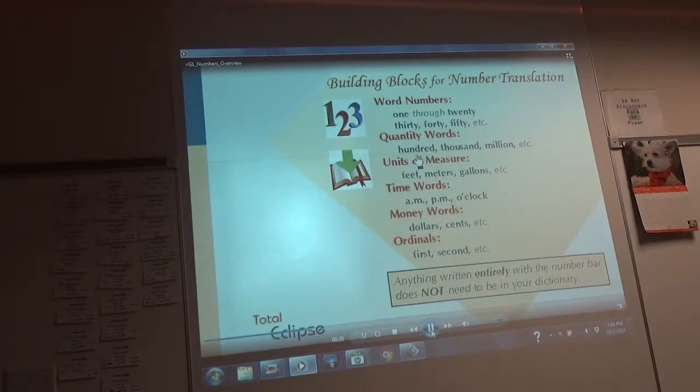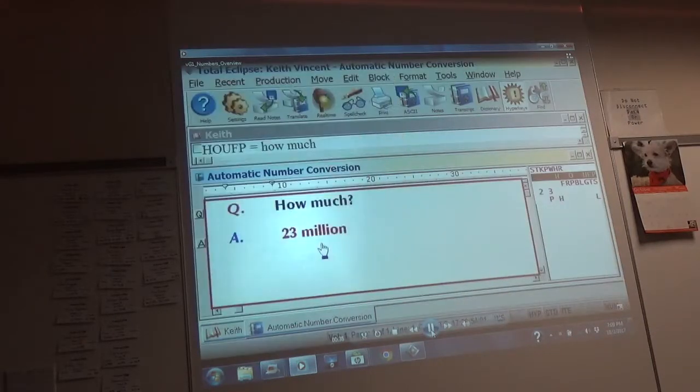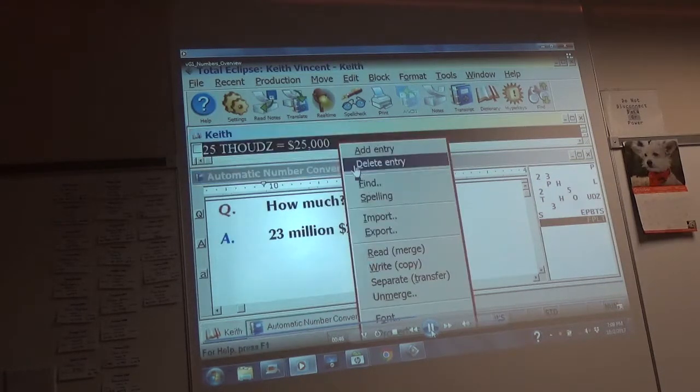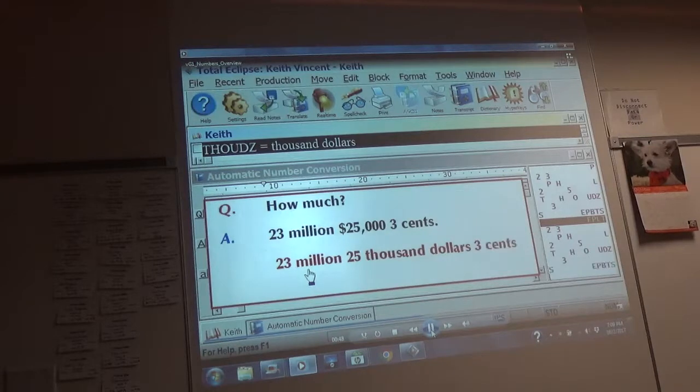100, 1,000, million describe orders of magnitude. Write the word dollars when you hear it, not before, and it, like other money words, will trigger number conversion with the appropriate currency symbol. If a number doesn't translate right, it's probably because of an old dictionary entry. Remove such entries and your building blocks will work properly. A separate presentation deals with finding and moving entries in and out of your dictionary.